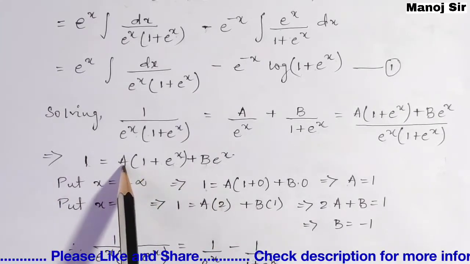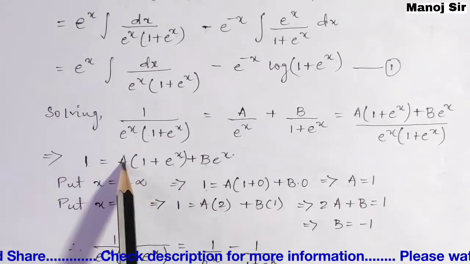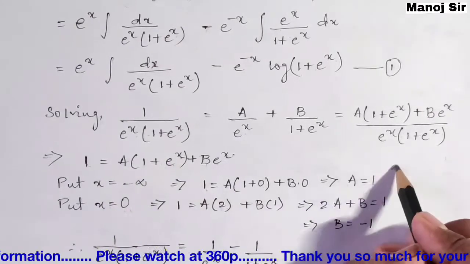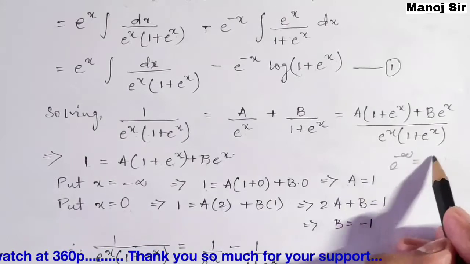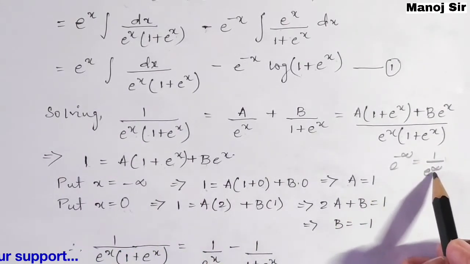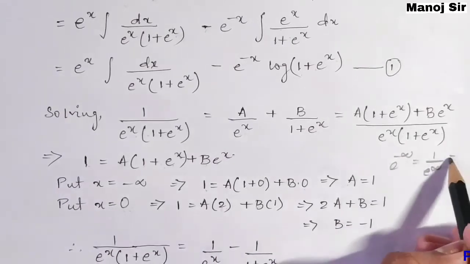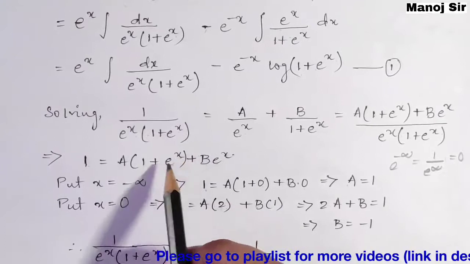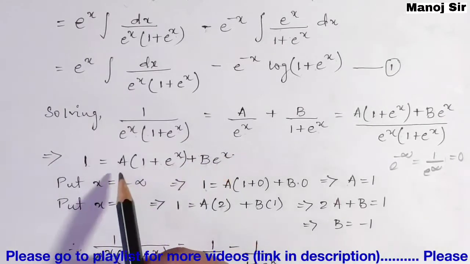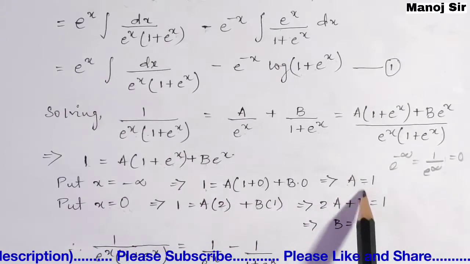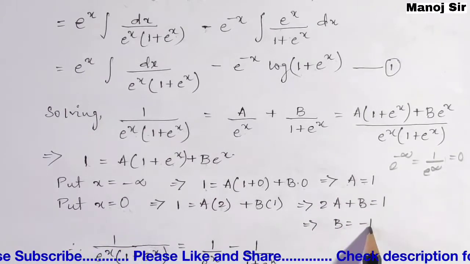Okay, this is a plus a into 1 plus, what is e to power minus infinity? Let me show you. E to power minus infinity is 1 upon e to power infinity, and e to power infinity is infinity. 1 upon infinity is 0. So on putting x equals to minus infinity, this will become 0 and this will become 0. So from here we can say a equals to 1. On equating both, you will get b equals to minus 1.